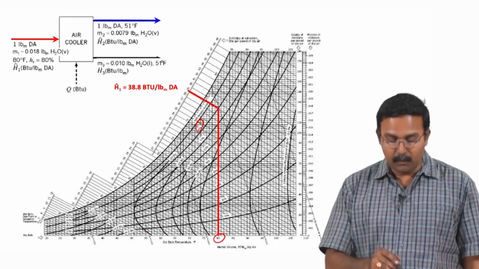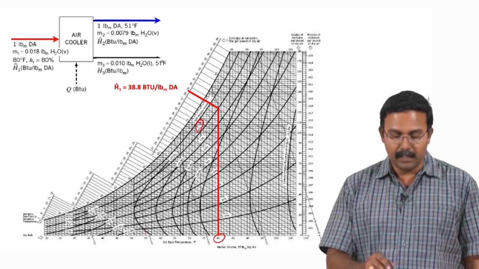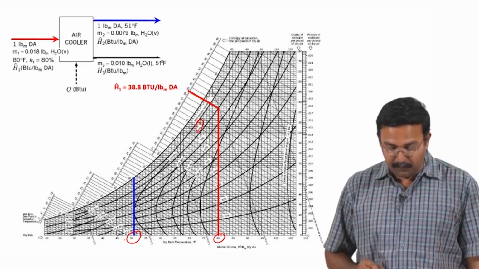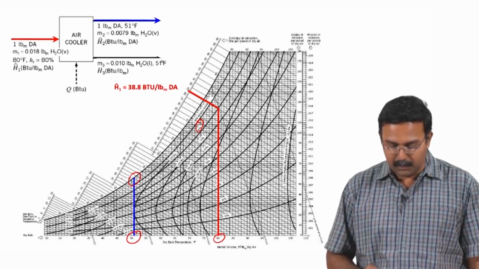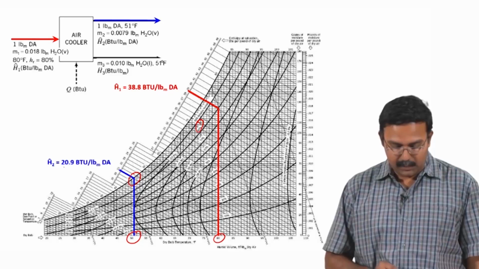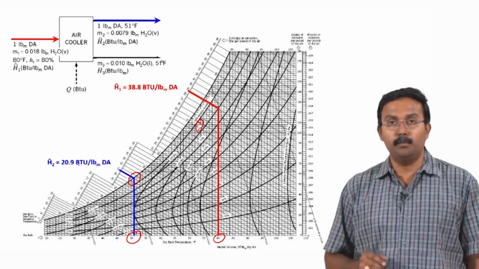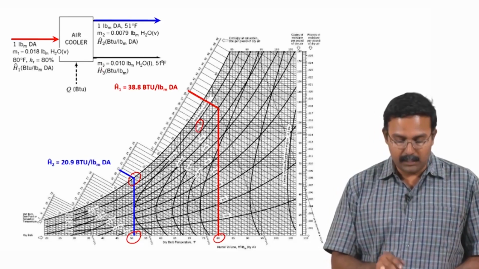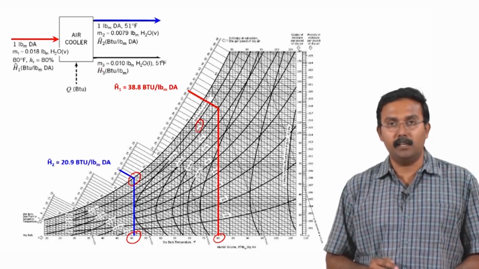Similarly for the exit stream, which is the cooled air leaving the system, you can identify 51° Fahrenheit here and 100% relative humidity, and we can identify the enthalpy at saturation as 20.9 BTU per pound mass of dry air. So the H3 cap is the only thing which needs to be identified.